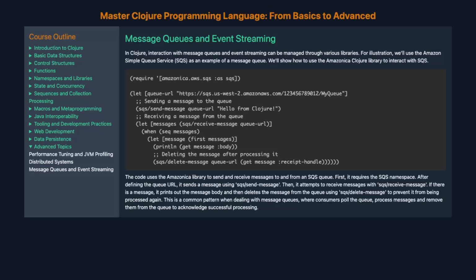The code uses the Amazonica library to send and receive messages to and from an SQS queue. First, it requires the SQS namespace. After defining the queue URL, it sends a message using SQS/sendMessage. Then, it attempts to receive messages with SQS/receiveMessage. If there is a message, it prints out the message body and then deletes the message from the queue using SQS/deleteMessage to prevent it from being processed again. This is a common pattern when dealing with message queues, where consumers poll the queue, process messages, and remove them from the queue to acknowledge successful processing.